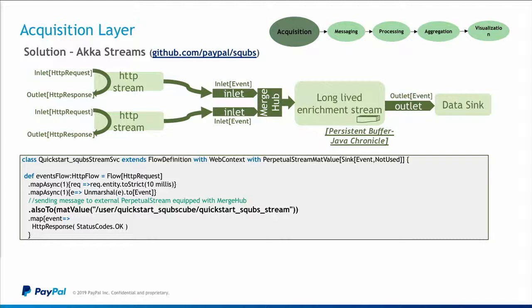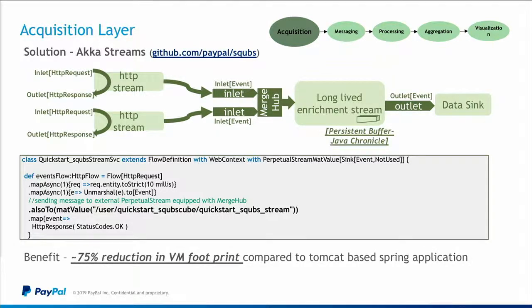By moving on from a Tomcat-based Spring application to the Akka-based Cubes framework, we were able to reduce the VM footprint by about 75%. And with the volume that we are growing, from 18 billion to 25 to 40 billion, at the pace that we grow, I think the amount of savings that we get by this is enormous.